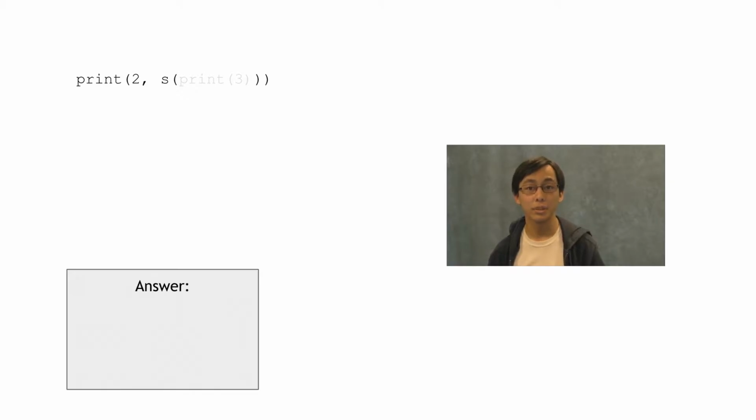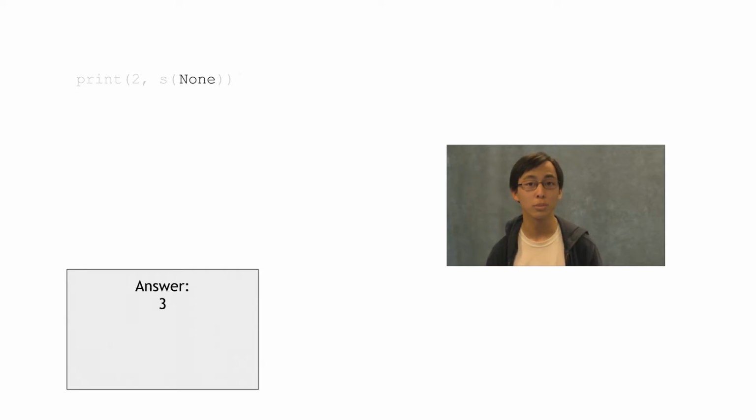Well, we gotta do that so we can find out what to print, don't we? We need to call s on another function. Well, we gotta do that so we can find out what to call s on, don't we? Oh, well, it's just another print function, and it's telling us to print 3. So we put 3 down here. And remember that print statements evaluate to None. So we replace this whole print statement with None.